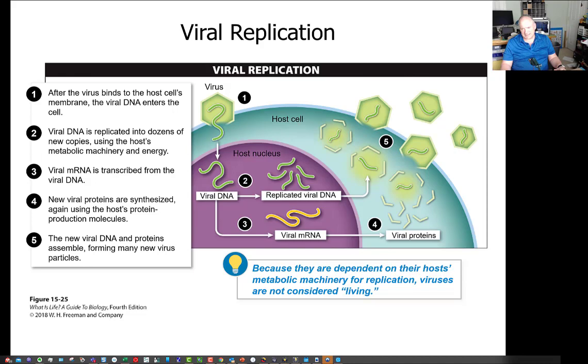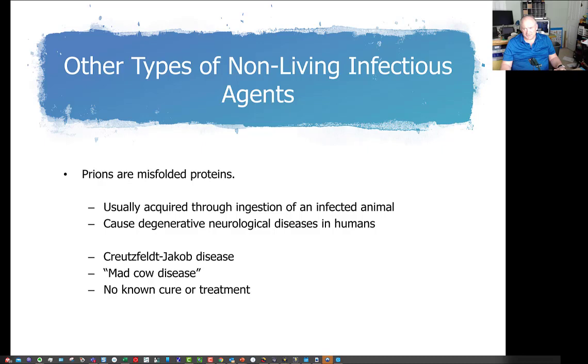So there are other forms of non-living infectious agents worse than viruses in some ways: the prions. Prions are considered misfolded proteins, and they're usually ingested from an infected animal, like eating monkey brains. Or you've heard of Creutzfeldt-Jakob disease. That's really bad. It causes a slow, debilitating disease.